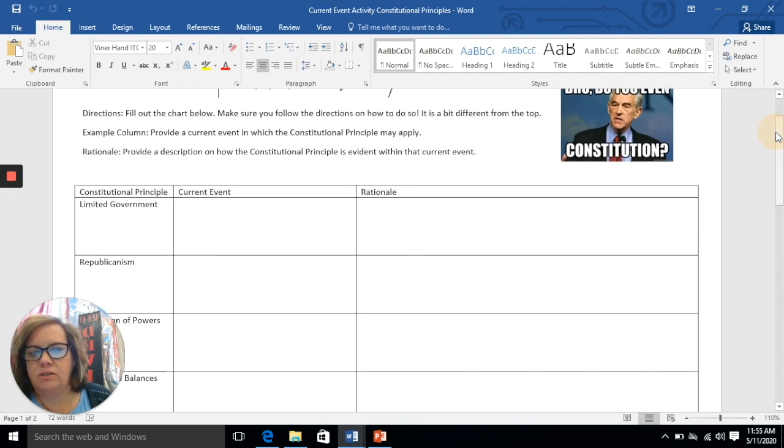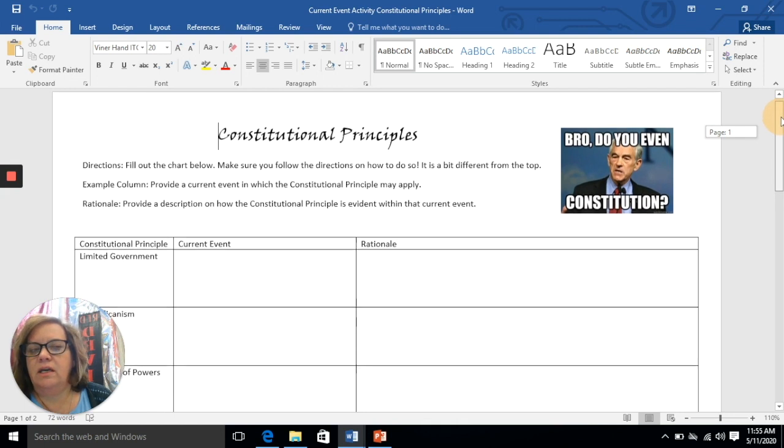All the task is asking you to do is to look at some current events. And these current events can come from what's taking place in the news today, in the past month. You can look at magazines, newspapers, online, hard copies, however best suits you. I want you to find some current events and see if you can apply one of these constitutional principles. So obviously it's going to be talking about things that are taking place as far as our government is concerned.